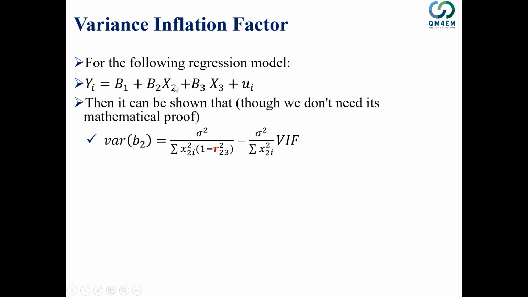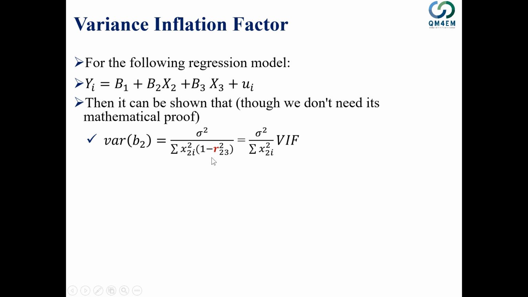So small x2i squared refers to the square of the deviation from the mean of x2, that is, (x2 minus x2 bar) whole squared. So that's referring to this value. And 1 minus r23 squared refers to the correlation coefficient between x2 and x3. If they are very strongly correlated, it will be close to 1. If positively correlated, close to +1, or if negatively correlated, close to -1.